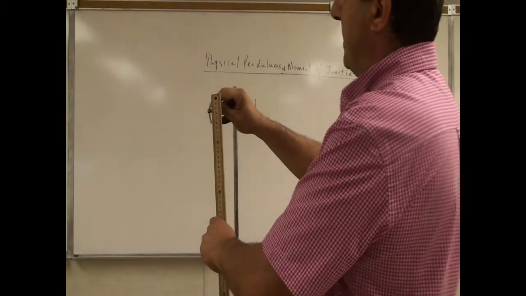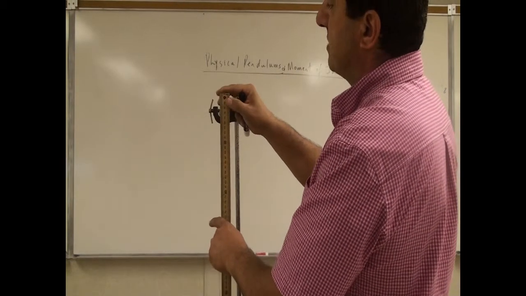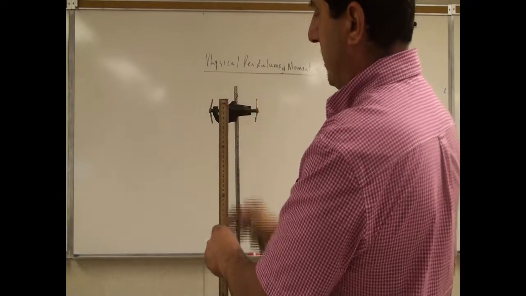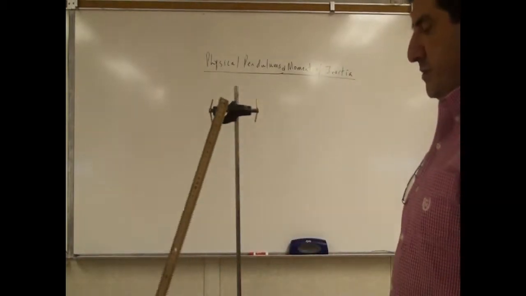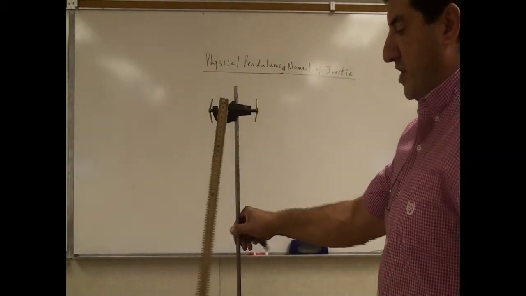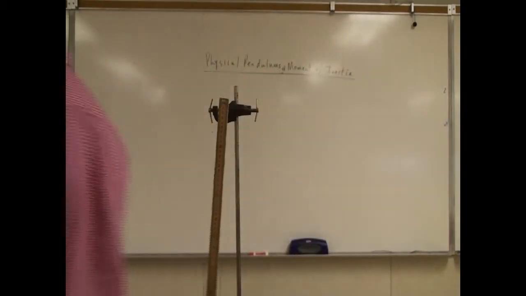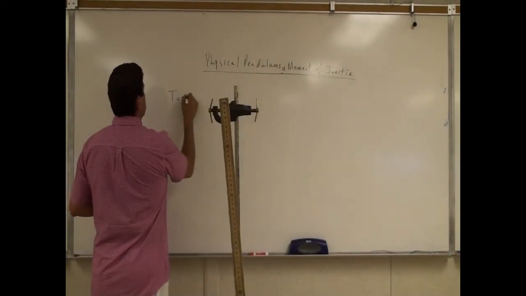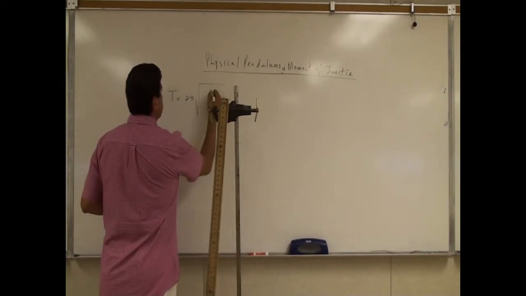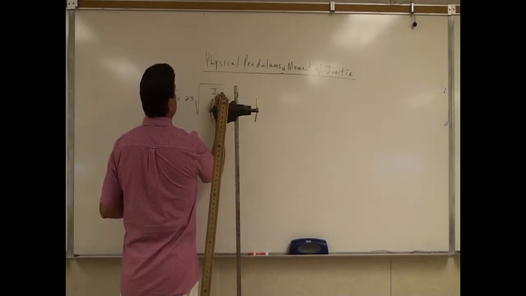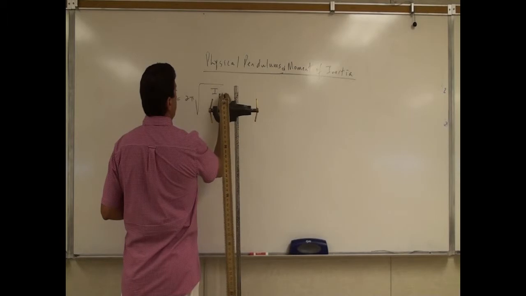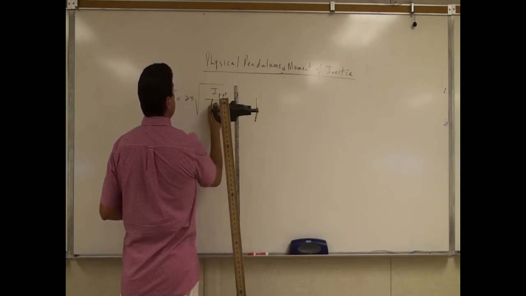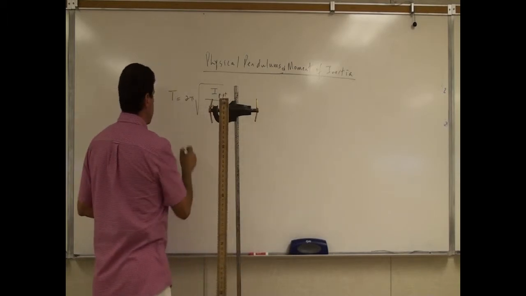I'll pivot it about the end, and I will displace it from equilibrium, and I will ask, if I displace it from equilibrium and let it go, what is the period of the oscillation? So the equation is the period is equal to 2 pi square root of I, the moment of inertia about the pivot point, over mgd. So let me explain what this means.